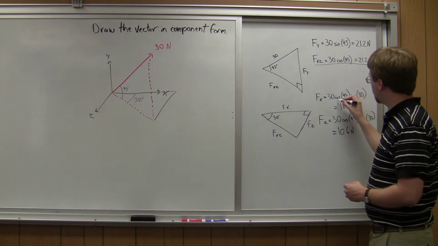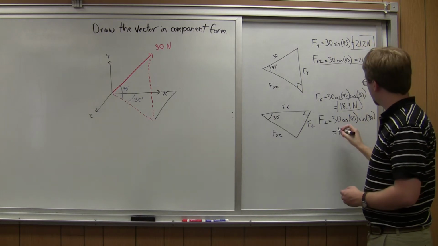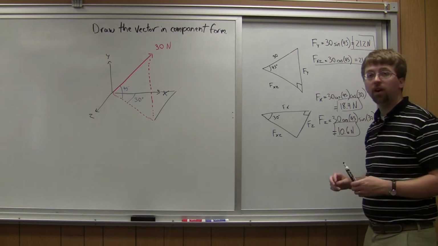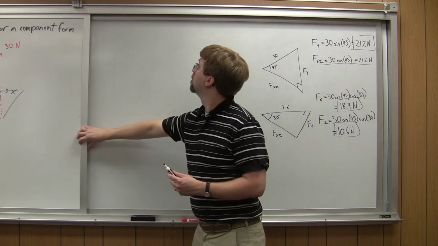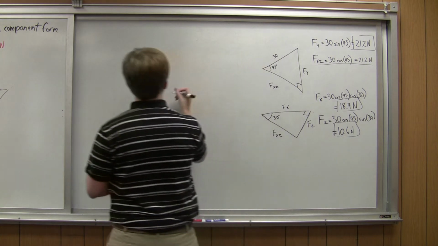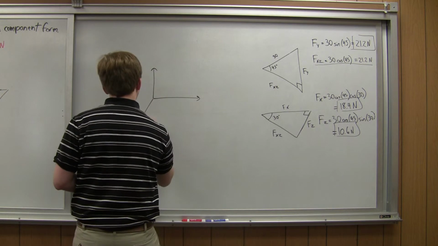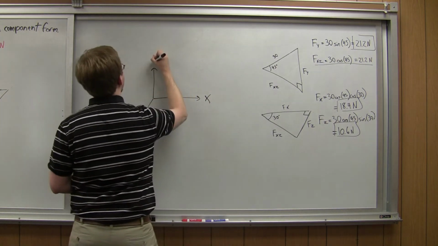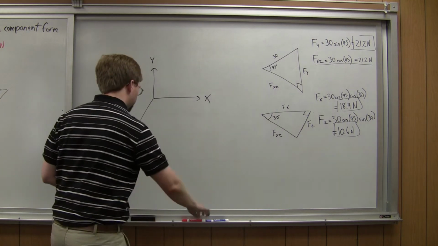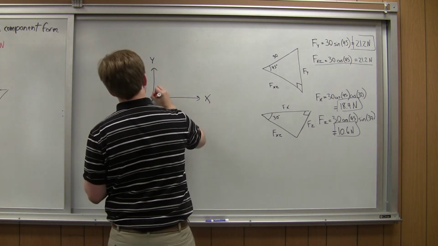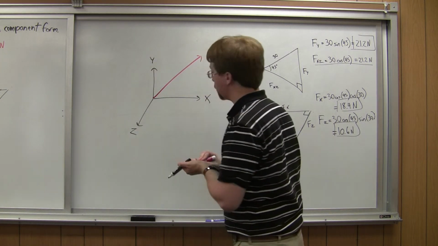Alright, so I've got my three components. This is x, this up here is y, this down here is z. So I can redraw my problem and write this whole thing in component form. Now I just need to draw out my axes again. X goes this way, y is going up, and z is coming out of the board towards you. I draw in my force vector, and I simply need to write this out as a vector.